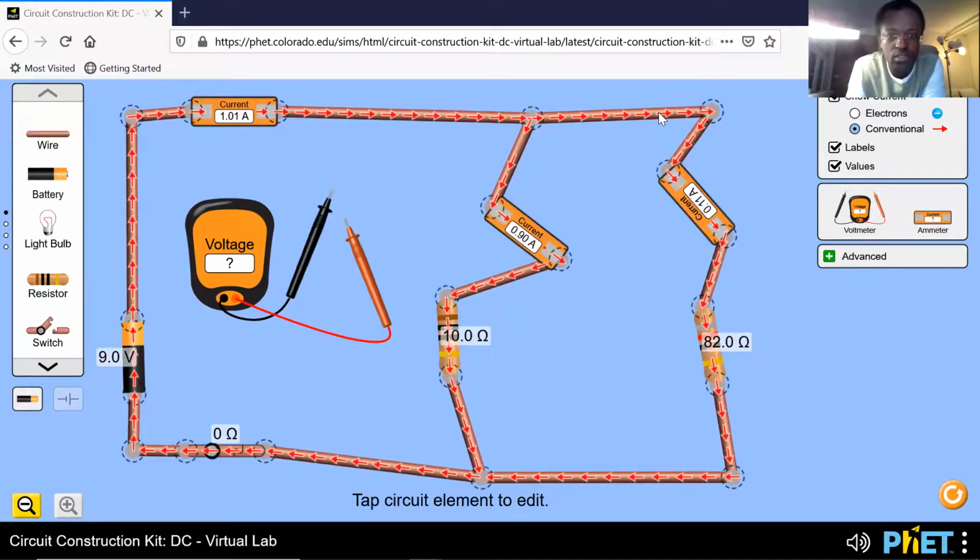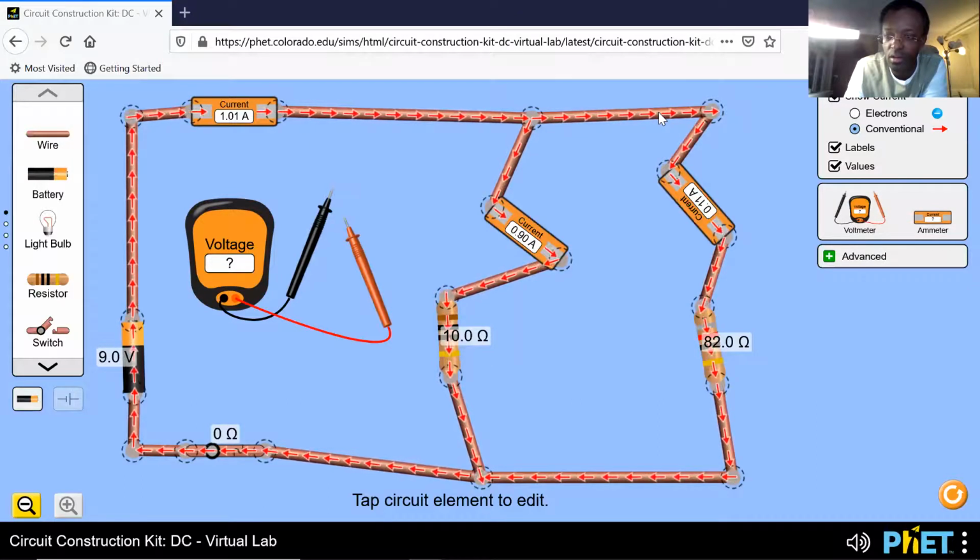So somebody asks, are we using the light bulbs as resistors or the resistors? Well, there are many parts to the lab. Sometimes they ask you to use the resistors all by themselves, and sometimes they ask you to use the light bulbs as the resistors. So you'll have to do both. And then somebody is asking, no, you're following the lab manual.